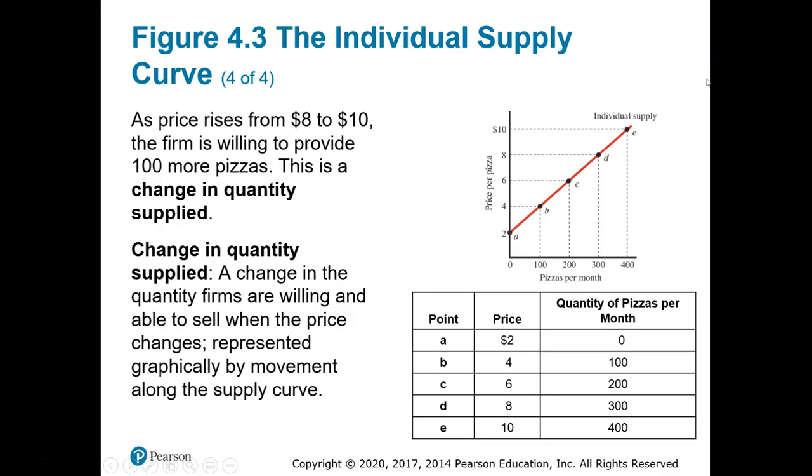As the price rises from 8 to 10, the firm is willing to provide 100 more pizzas. This is a change in quantity supplied, which states that they are willing and able to sell when the price changes, representing movement along the supply curve. Quantity supplied also moves along the curve, from A to B, from B to C, C to D to E, along that curve, increasing with the price.